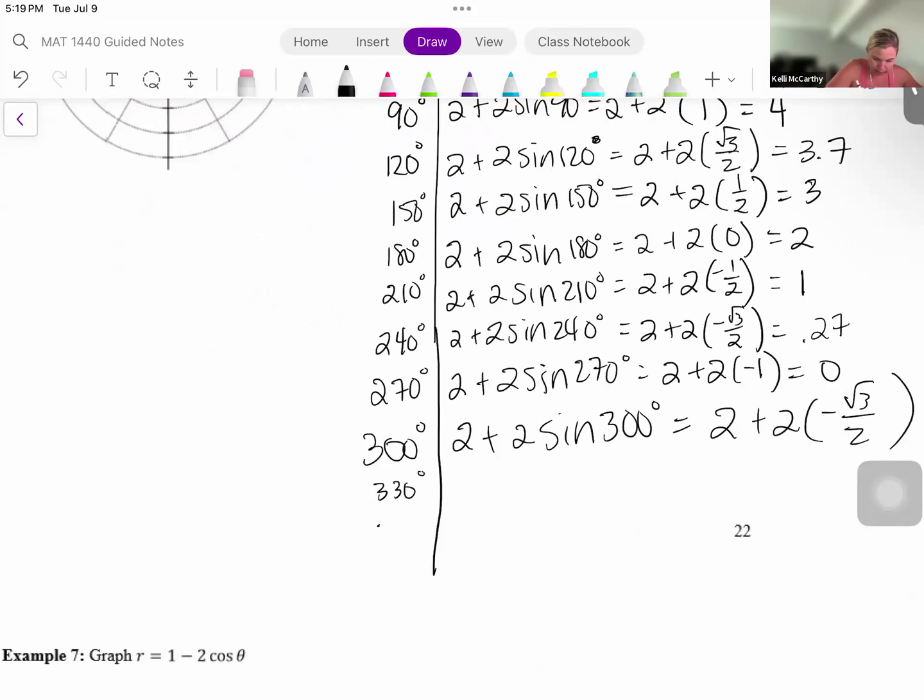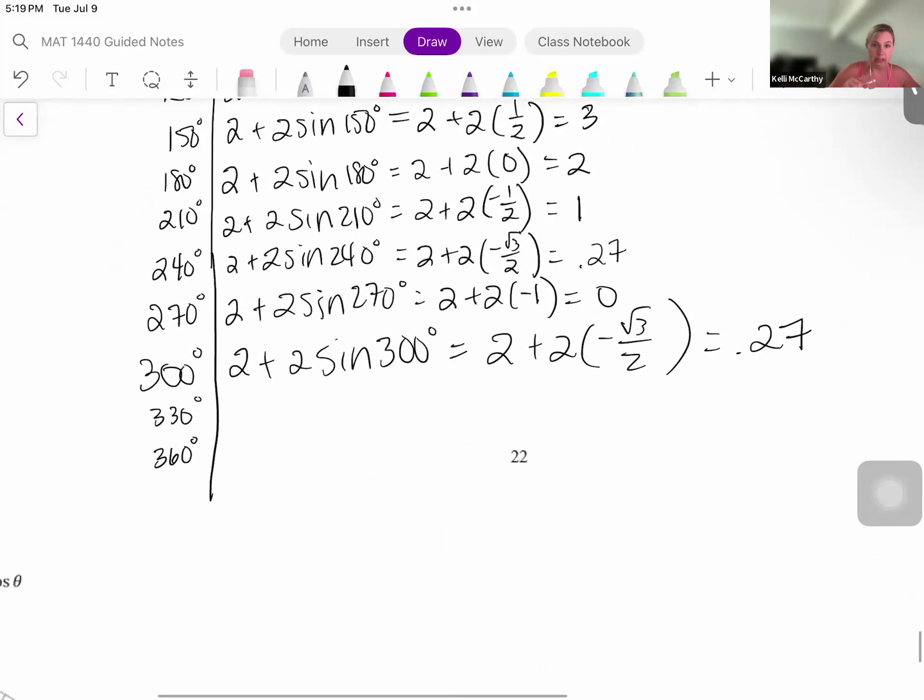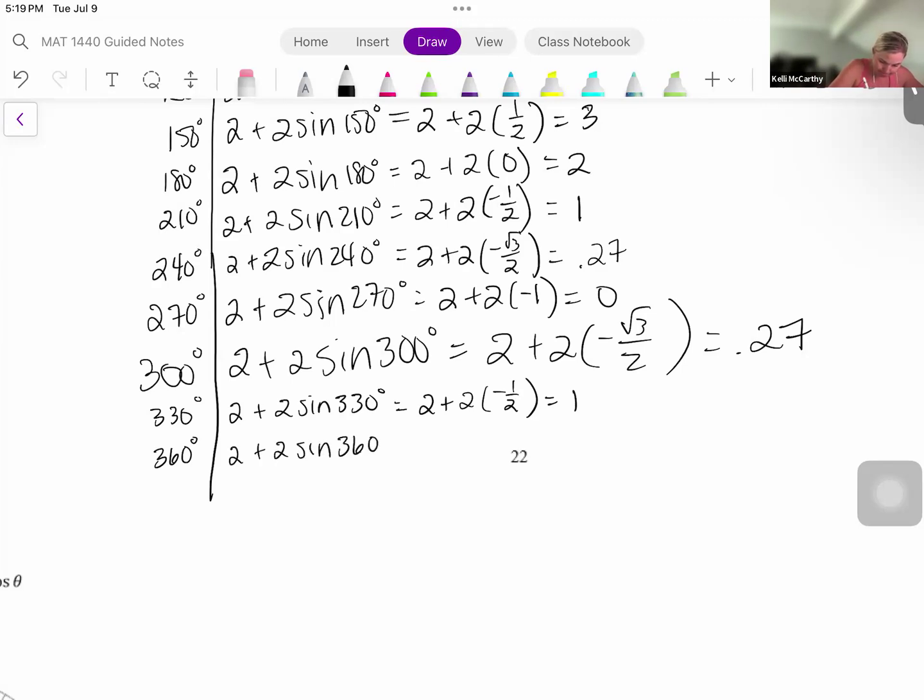330 degrees. And I'm guessing we're going to have to go all the way to 360. So maybe we finish off the table of values and then plot those last 2 points at the same time. So 330 degrees, that's 2 plus 2 sine of 330 degrees, which is 2 plus 2 times negative 1/2, or 1. And then plugging in 360 degrees, 2 plus 2 times sine of 360 degrees is equal to 2 plus 2 times 0, or 2.